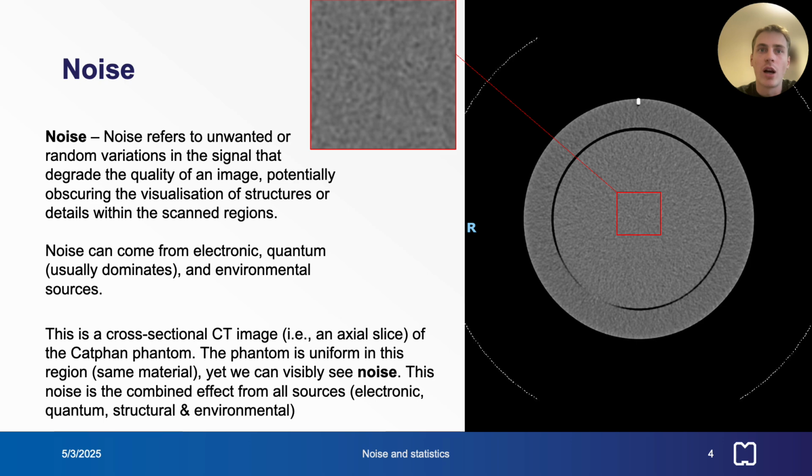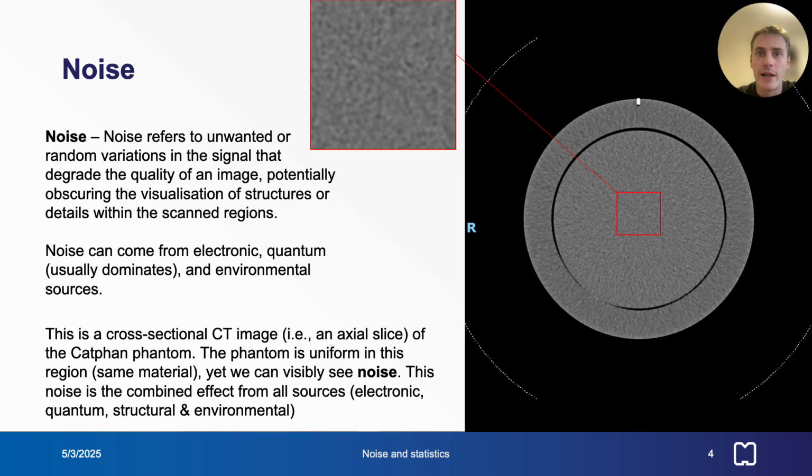Noise refers to unwanted or random variations in the signal that degrade the quality of an image, potentially obscuring the visualization of structures or details within the scanned regions. Noise can come from electronic, quantum, and environmental sources.